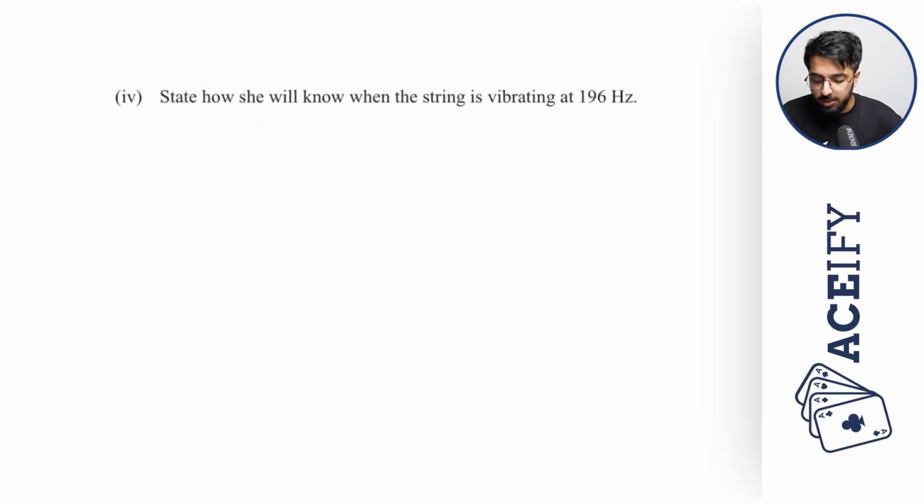State how she will know when the string is vibrating at 196 hertz. If the string and her tuning fork are both vibrating at 196 hertz, there is going to be no difference in frequency between the tuning fork and the string, obviously because they are resonating at the same frequency. And so by definition, beats only occur when there is a difference between the two frequencies. And so if there is no difference between the two frequencies, that means no beats will be heard. And so therefore she would hear a steady 196 hertz tone. And you can write that in.